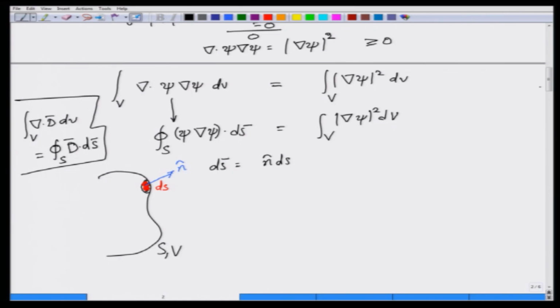Now, go back to this expression over here. The left hand side has a closed surface integral of psi gradient of psi dot n hat dS, okay. The dot operation is actually happening between this del psi and n, because that is the vector and this is the vector that you have. So, the dot product is happening between these two elements, okay.